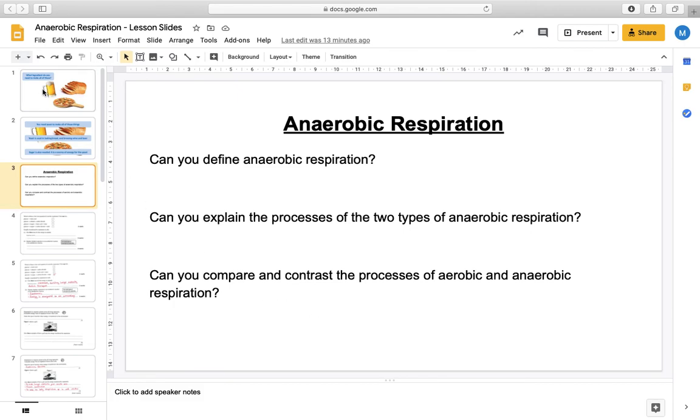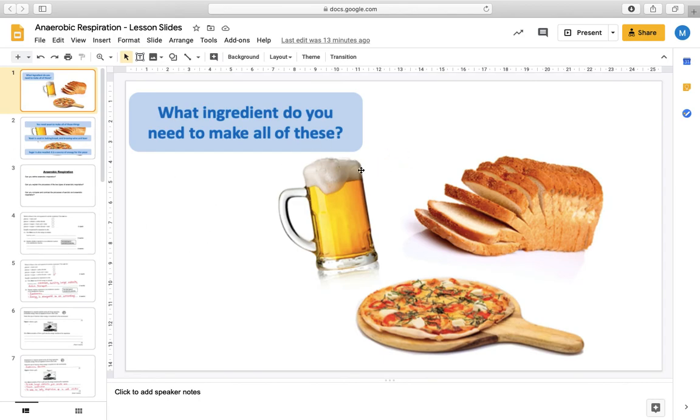So if we have a look back at our starter, what ingredients do you need to make all of these? You need yeast, which carry out anaerobic respiration to make ethanol for alcoholic beverages and make bread rise in baking.